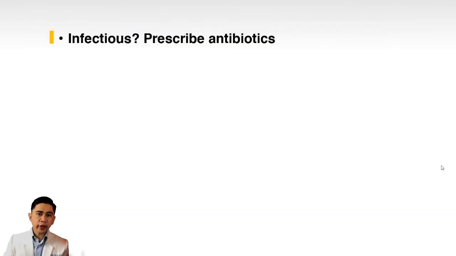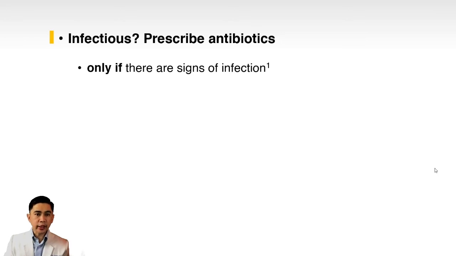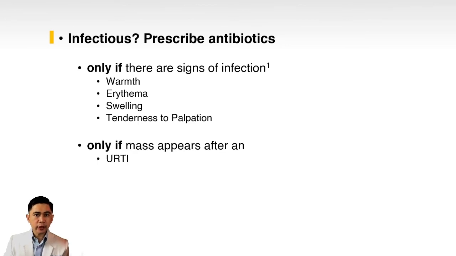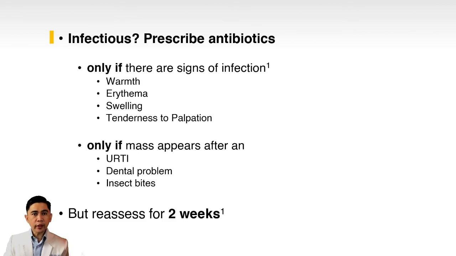So if it's infectious, prescribe antibiotics only if there are signs of infection, which are the classic warmth, erythema, swelling, tenderness to palpation. And also, prescribe antibiotics only if the mass appears after an upper respiratory tract infection, a dental problem, or insect bites. However, you should reassess the mass after 2 weeks. The third is what we call the 2 weeks rule.